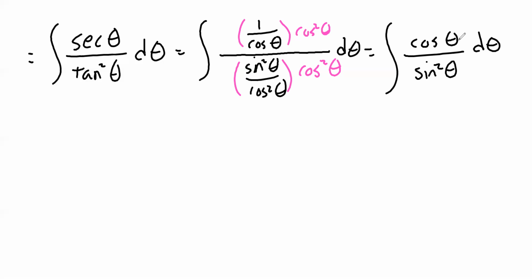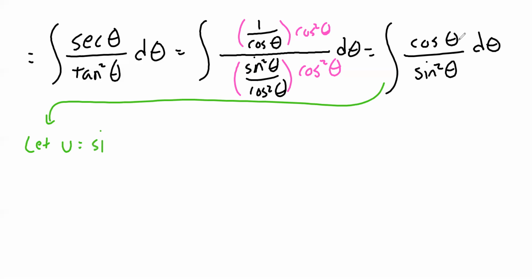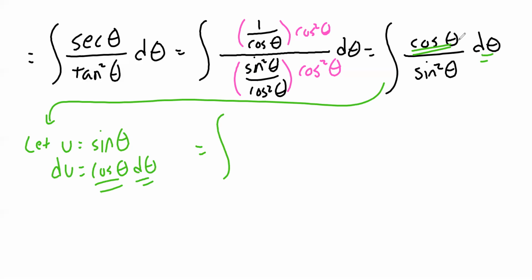So at this point, we're going to let u equal sine theta, du equal to cosine theta d theta, and notice that we have the du package ready to go. There's the cosine, there's the d theta. So that means that our integral will equal, the sine squared becomes a u squared, cosine theta merges with the d theta to make a du, leaving a 1 on top.